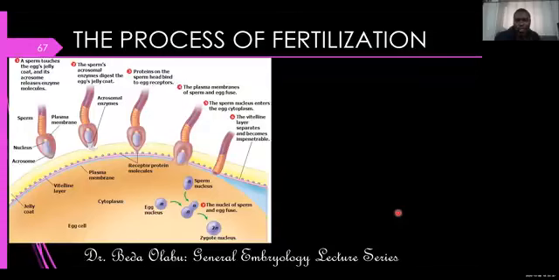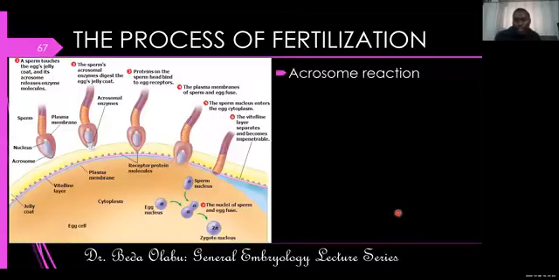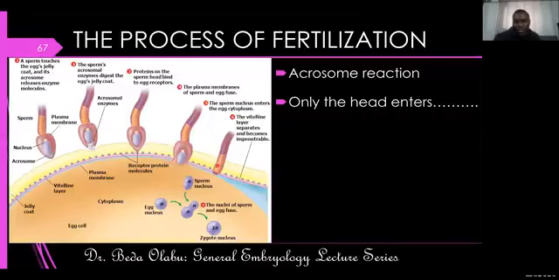Now, it is important that you realize that when zona, okay, that should be zona reaction, not acrosome reaction. When acrosome reaction occurs, it occurs when only the head of the sperm has entered. That means that only the head of the sperm enters. The rest of the sperm is cut off at the neck. Now you realize where this thing of only the head being entered came from. Even the sperm only enters the head.